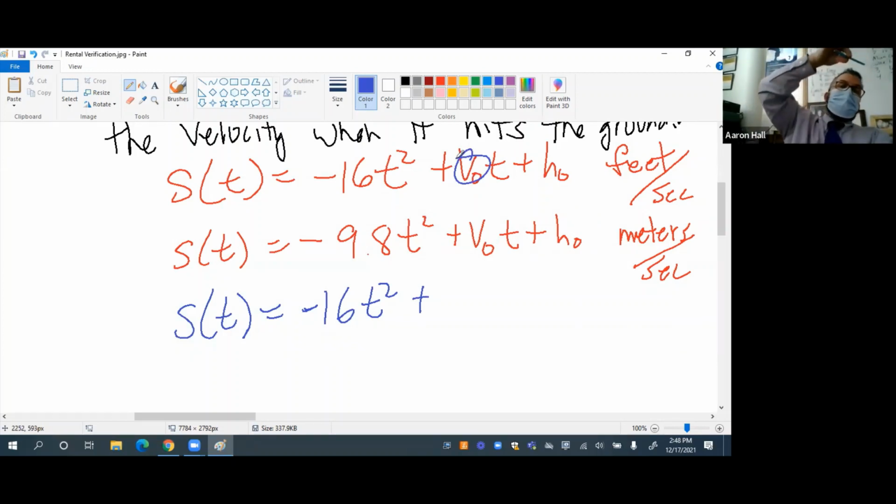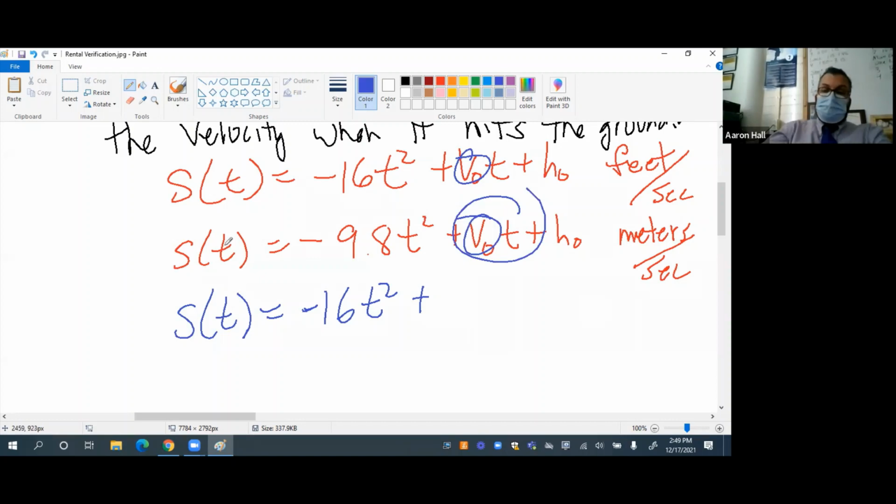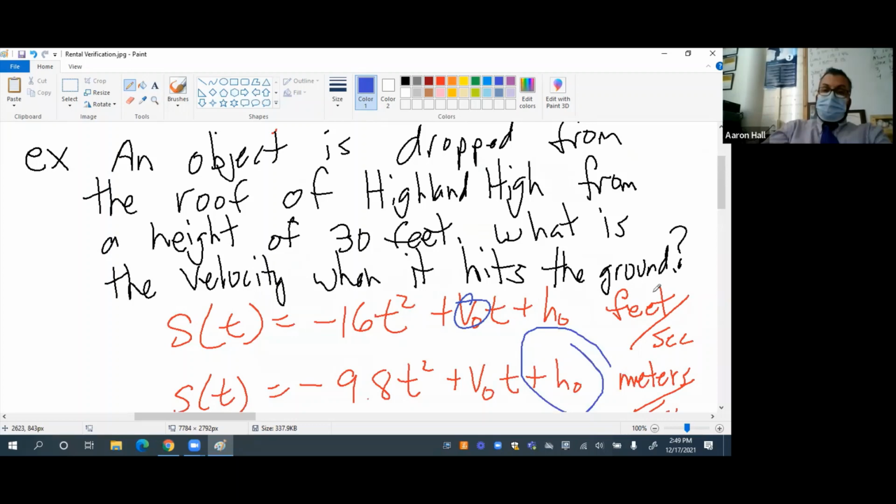If I drop it, what if I take the ball and throw it into the air? Is that going to be a positive or a negative velocity? It's going to be positive. If I throw it towards the ground, is that positive or negative? That would be a negative velocity. Now, if I drop it, I'm not imparting any force on the object, so this is going to be 0. 0 times t is just 0. That's gone. What's my initial height? It's 30 feet. Our initial height is 30 feet.